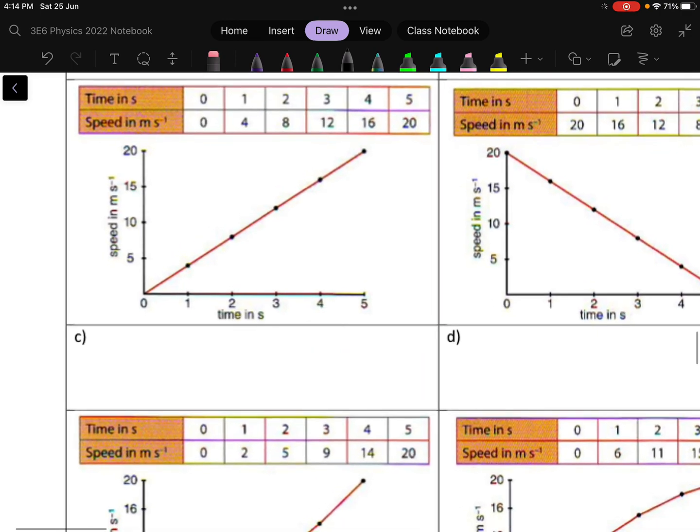Okay, then after that, let's look at this graph. Yeah, what can you say about its speed first? Its speed.